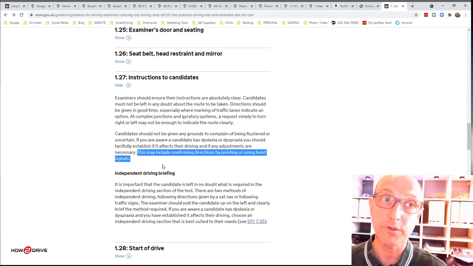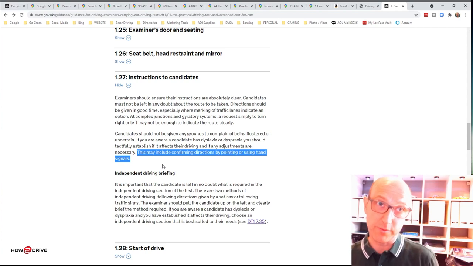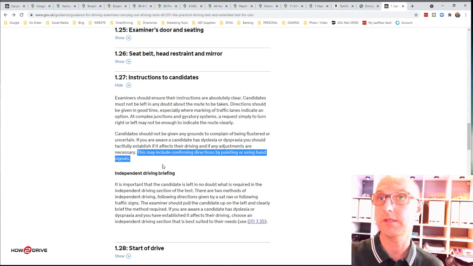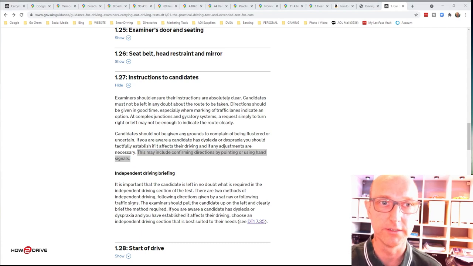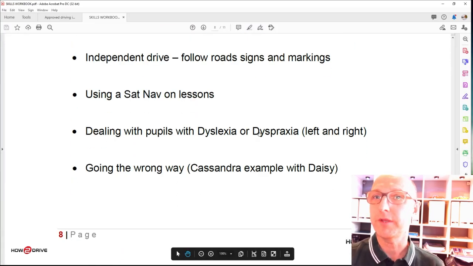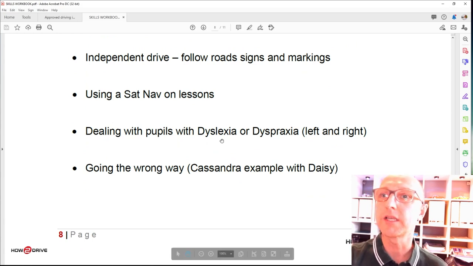So they will facilitate and help you. If your pupils let them know, then the examiner will say, well, what would help? Do you want me to sort of point where we're going? And they will accommodate. So that's important to know. Okay, dealing with pupils with dyslexia or dyspraxia covered.